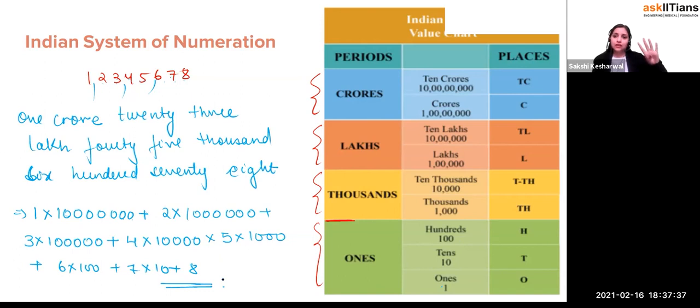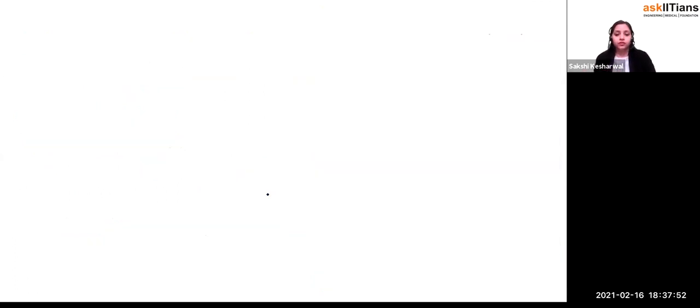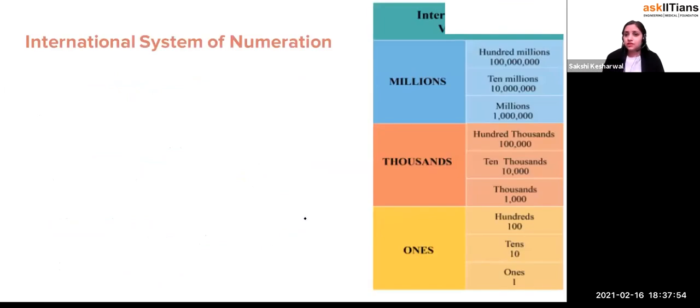100 means 3 digits, 1,000 means 4 digits, 10,000 means 5 digits, lakh means what? 6 digits, 10 lakh means what? 7 digits. Like this you can also remember. And crores means what? 8 digits. If you see anything in 8 digits, it is what? Crores, right? So now we have the international system of numeration.